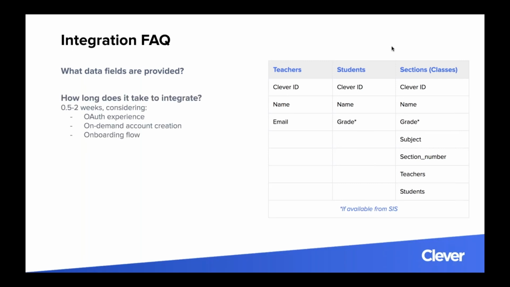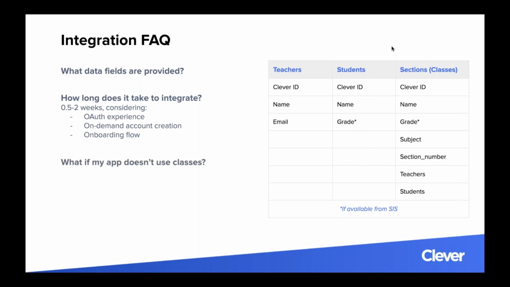So how long does it take to integrate? This will really depend on your experience with SSO. For example, if your developers have already created a sign-in with Google or Facebook option, then chances are you have already built an OAuth 2.0 integration. And from there, it'll be pretty easy to transfer that over to Clever. This will also vary if you need to build a custom onboarding flow to collect that information that is not provided in the scopes.